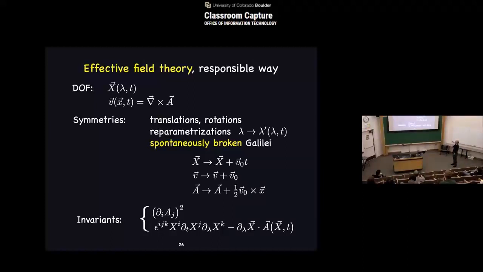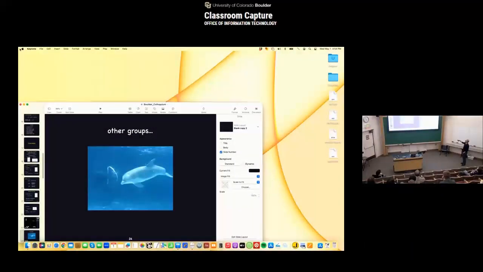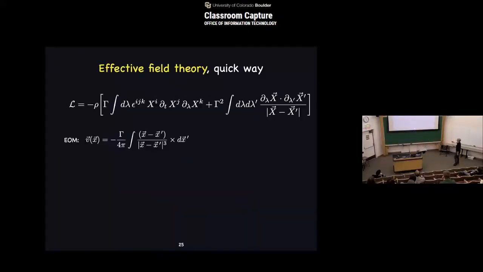So the only terms that you can write down in the action to lowest order in derivatives are this gradient energy for A, which is exactly the magnetic energy we wrote before, and this particular combination of derivatives of the X fields, including the coupling to the hydrophoton field, which is exactly what we wrote down earlier. This is invariant by itself, and the combination of this and this are invariant.